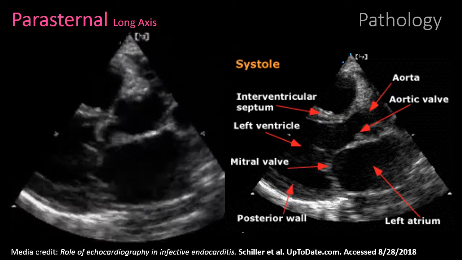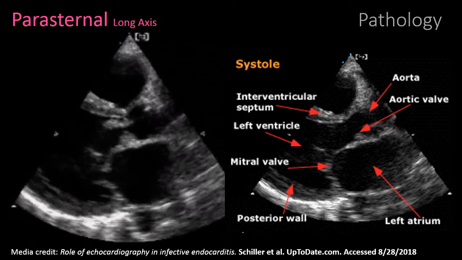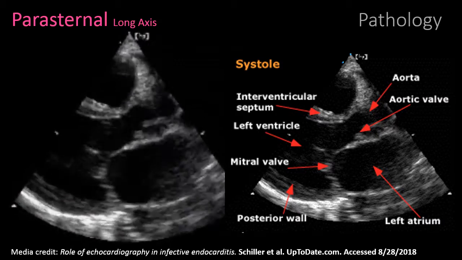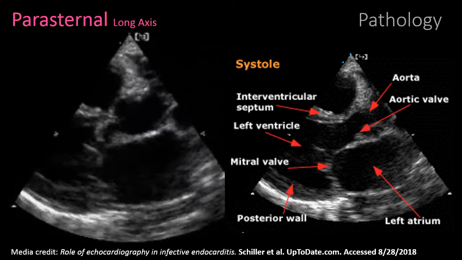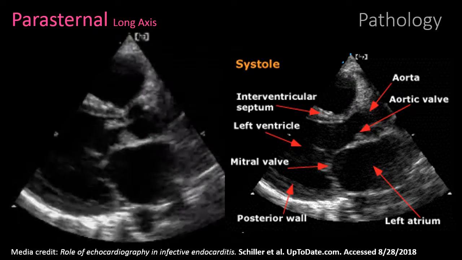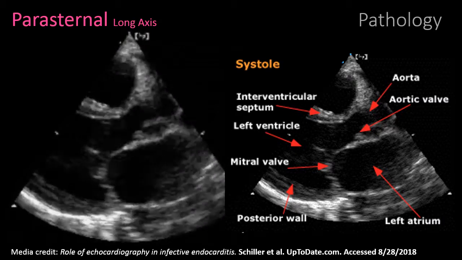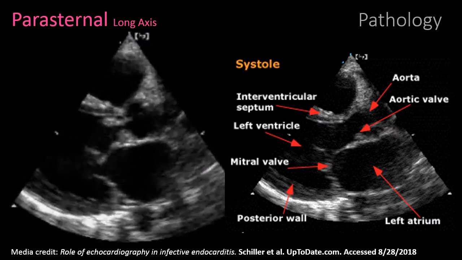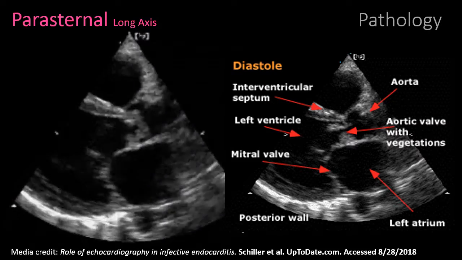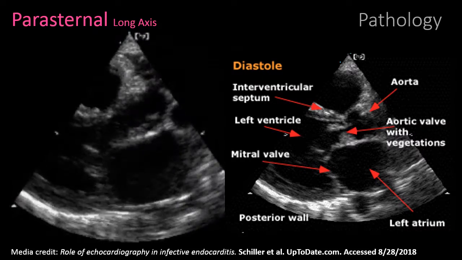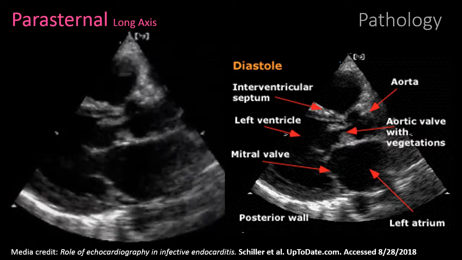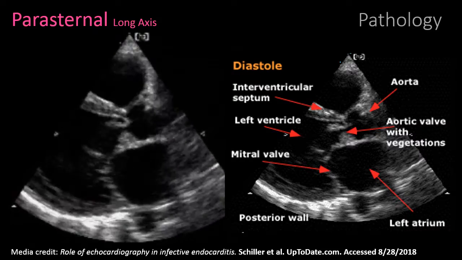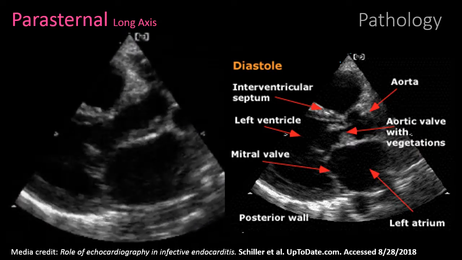And you can also see the mitral valve, which we've pointed out earlier, and you can also see the aortic valve in this view. And this aortic valve, you'll notice, is much thicker than a normal aortic valve. So in diastole, you can see some vegetations growing on that valve. So this is someone who has endocarditis.